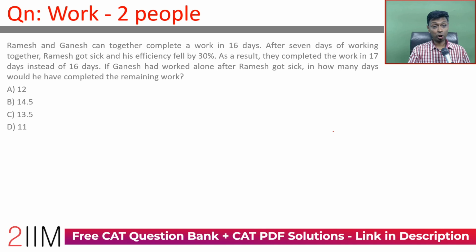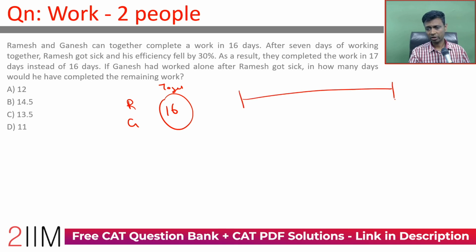Ramesh and Ganesh together complete a work in 16 days. Ramesh and Ganesh together can finish in 16 days. After 7 days of working together, Ramesh got sick. So it says 16 days of Ramesh, 16 days of Ganesh can finish this. However, after 7 days, Ramesh got sick. His efficiency fell by 30%. So this is broken Ramesh. Ganesh continues to work as it is.